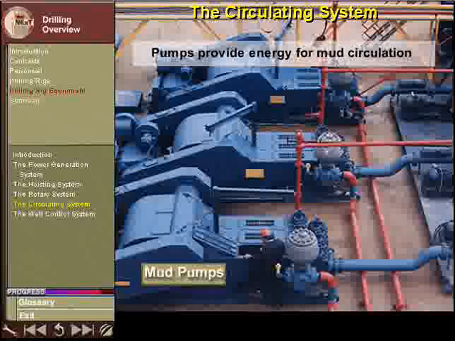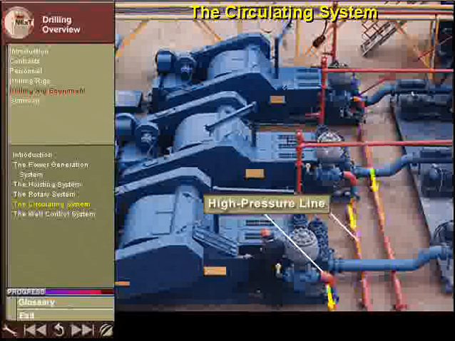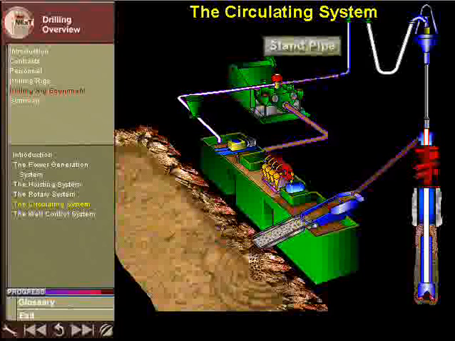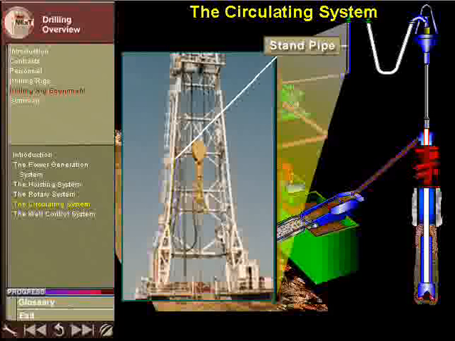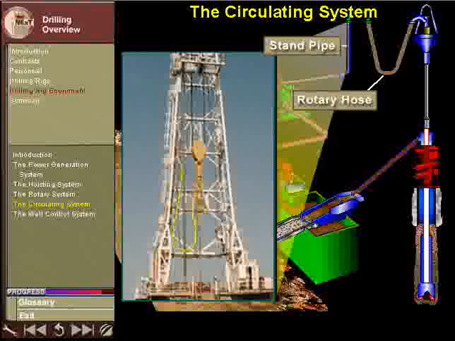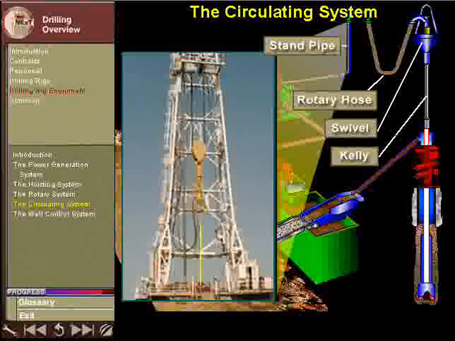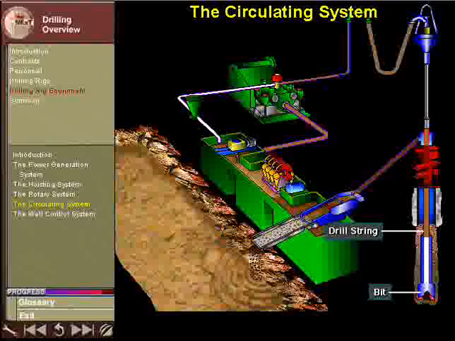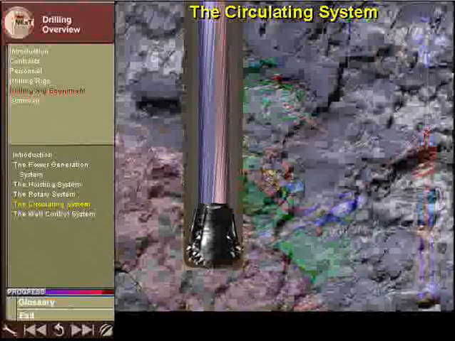These powerful pumps increase the mud pressure to thousands of pounds per square inch, providing the energy to circulate the mud. High-pressure lines carry the mud from the pumps to the rig floor, where it passes through the standpipe, the flexible rotary hose, the swivel, and the hollow Kelly. The mud continues back down the drill pipe to the bit face, completing the cycle.